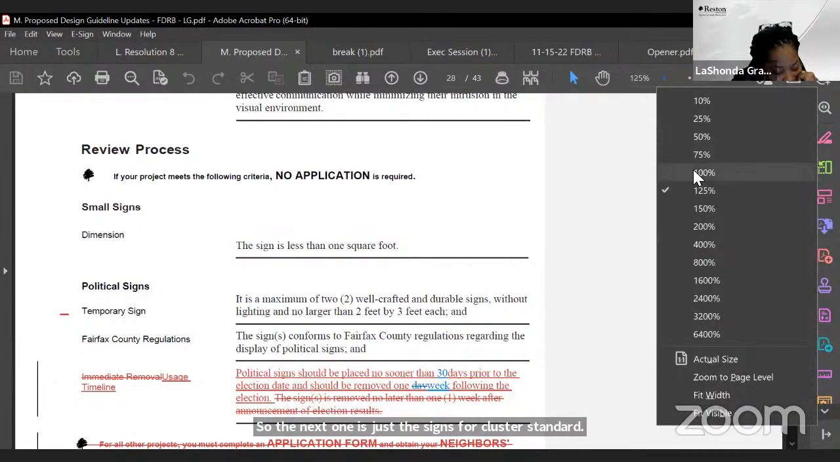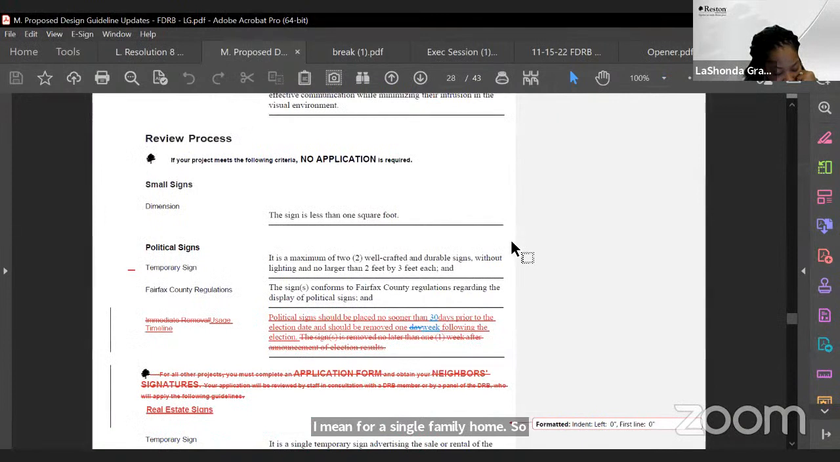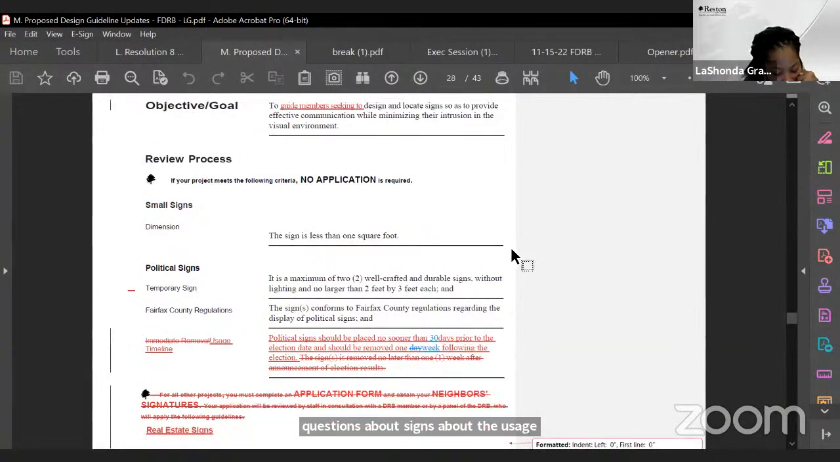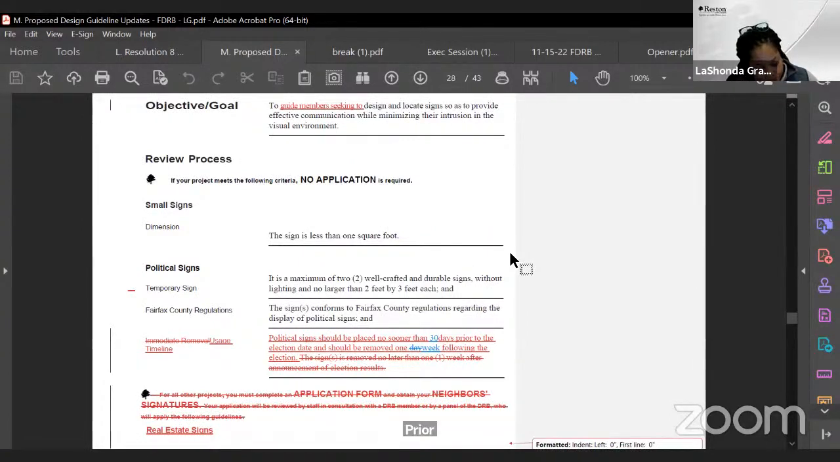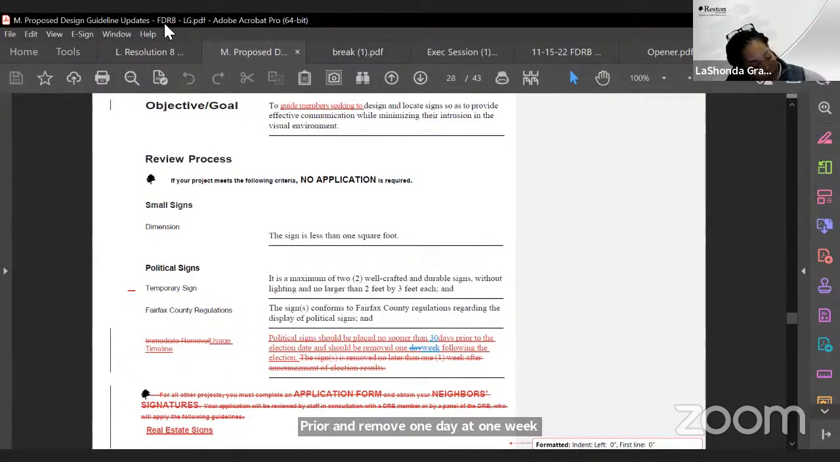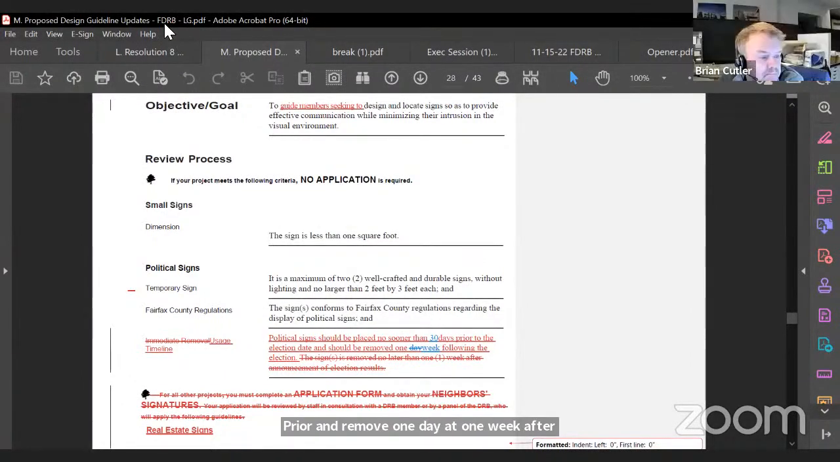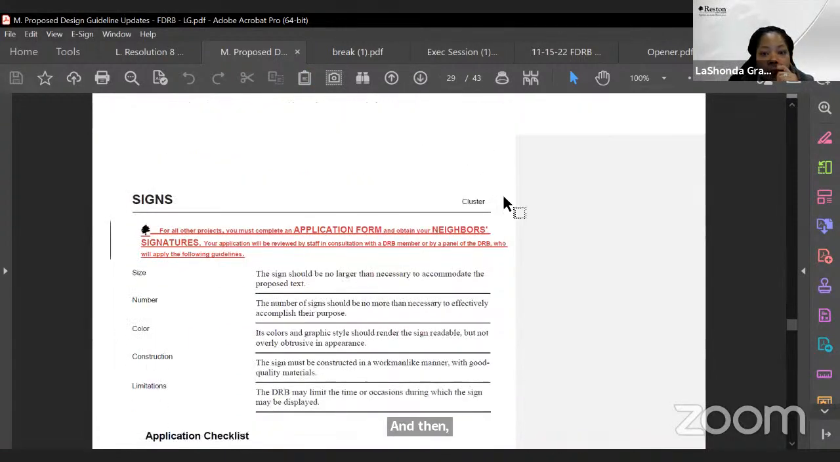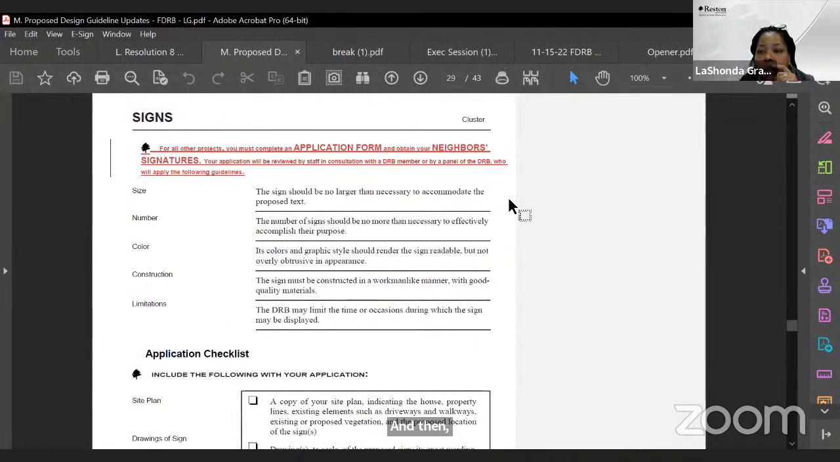So does anyone have any questions about signs, about the usage timeline of 30 days prior and removal 1 week after? Timeline, okay. And then lastly would be window replacements and additions.